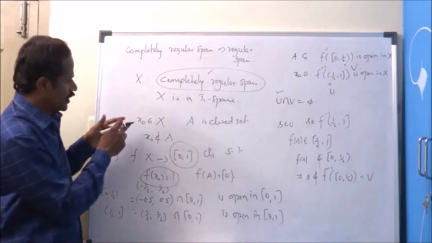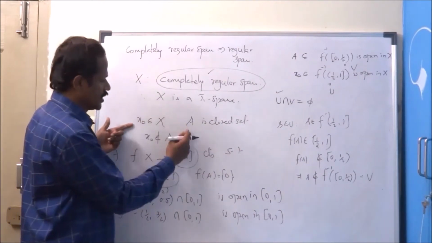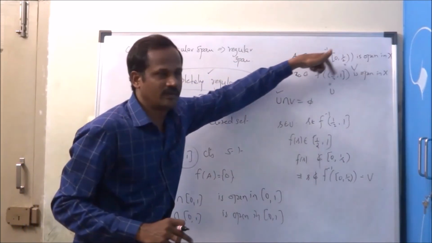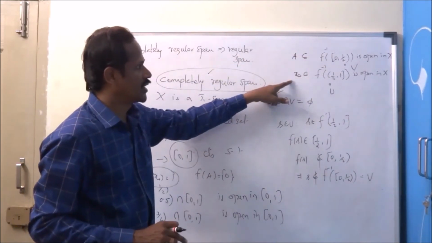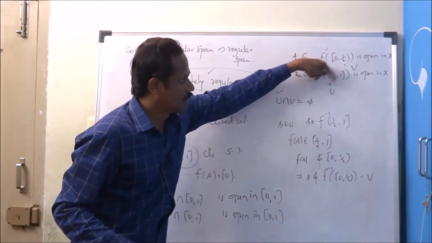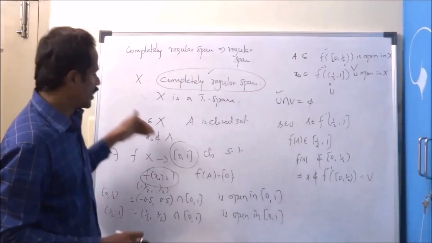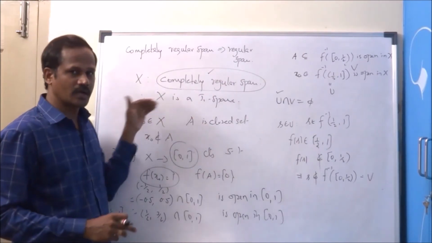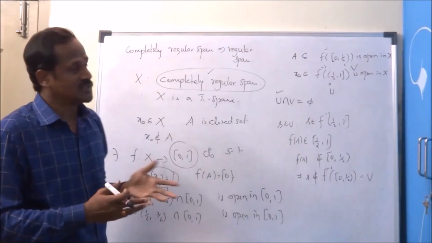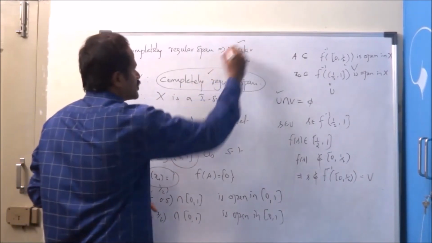To summarize, for a point x naught and a closed set A not containing x naught, we establish two open sets U and V, one containing the given point x naught and another containing the set A. These two have no common point, which means that every point and a closed set not containing that point can be separated by disjoint open sets, which means that your space is a regular space.